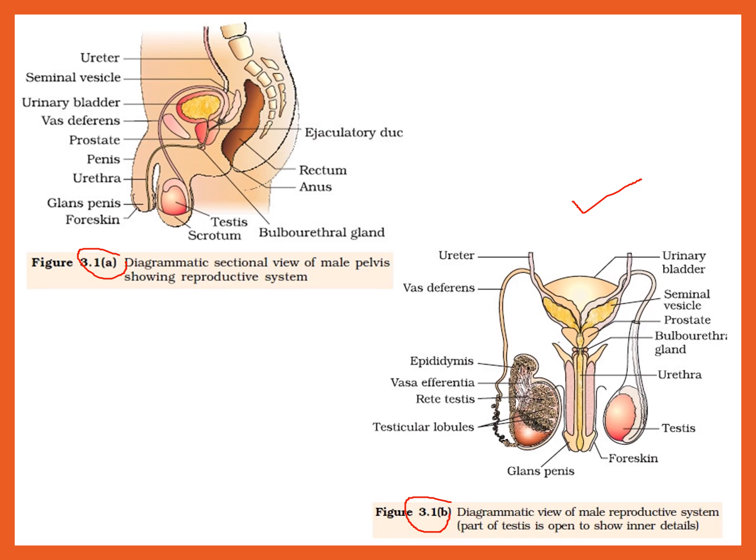From the epididymis, you have the vas deferens, which is arising. Vas deferens will go and join with the seminal vesicle. The secretions of the prostate, bulbourethral gland, and seminal vesicle, all of them together will come out through the urethra to the exterior.